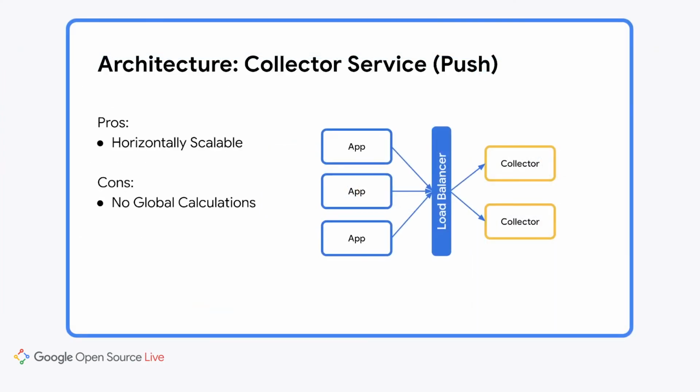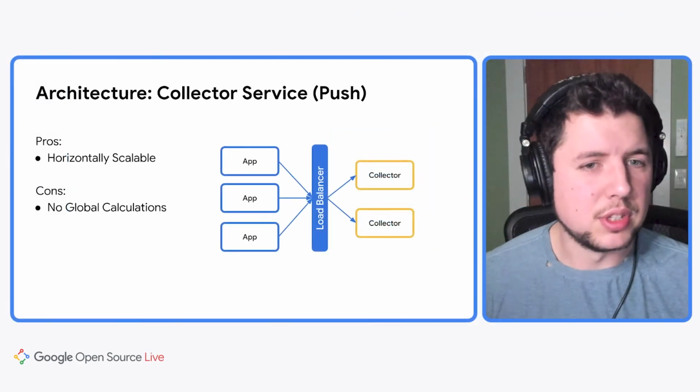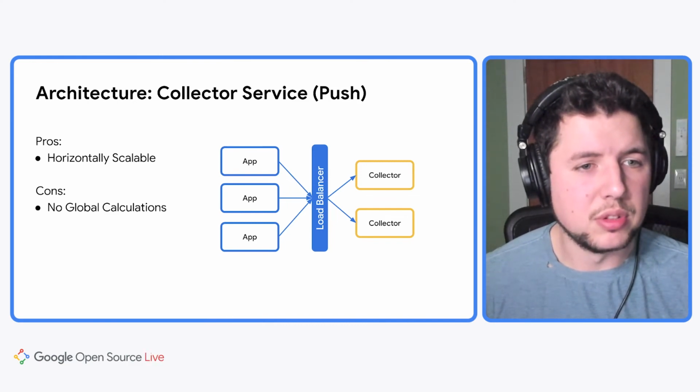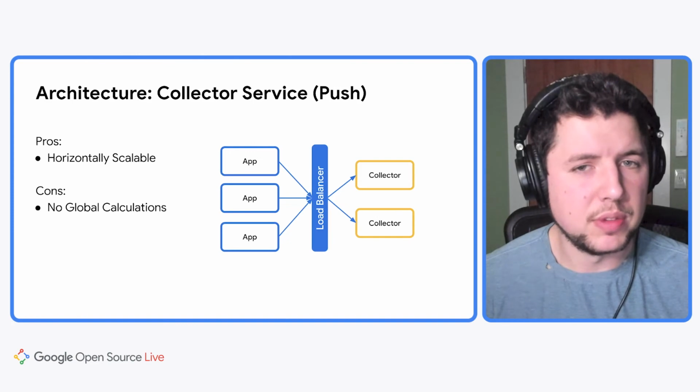The logical progression from having a single collector is, well, let's have multiple collectors. So this is usually referred to as the collector service. This is horizontally scalable. You just put a bunch of collectors behind a single load balancer. And if you're using a push protocol, the application can send to a consistent load balancer IP, which is then load balanced across your horizontally scaled collectors. But unfortunately, now you aren't able to do those global calculations we talked about previously.